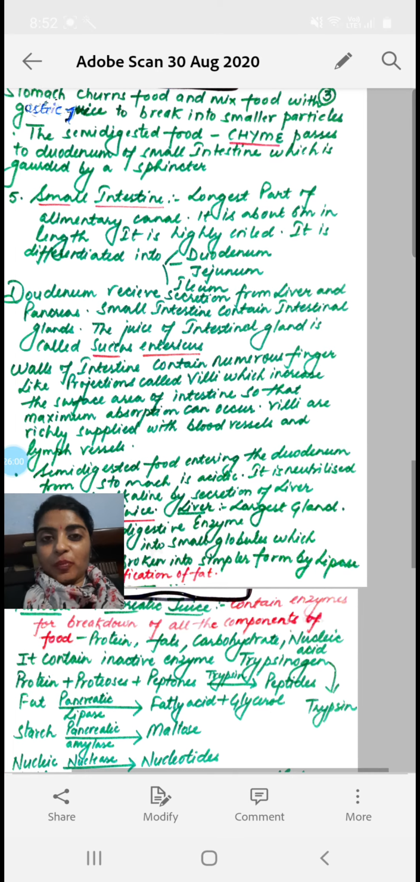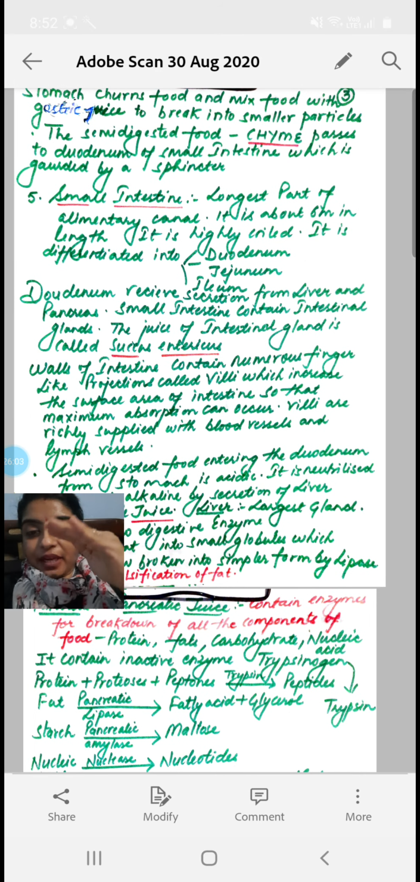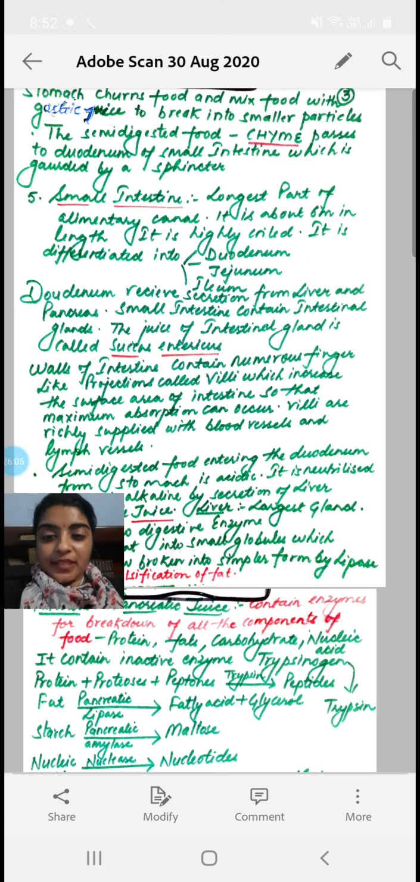Duodenum is the part of the small intestine which is guarded by again a flap like structure called the sphincter.